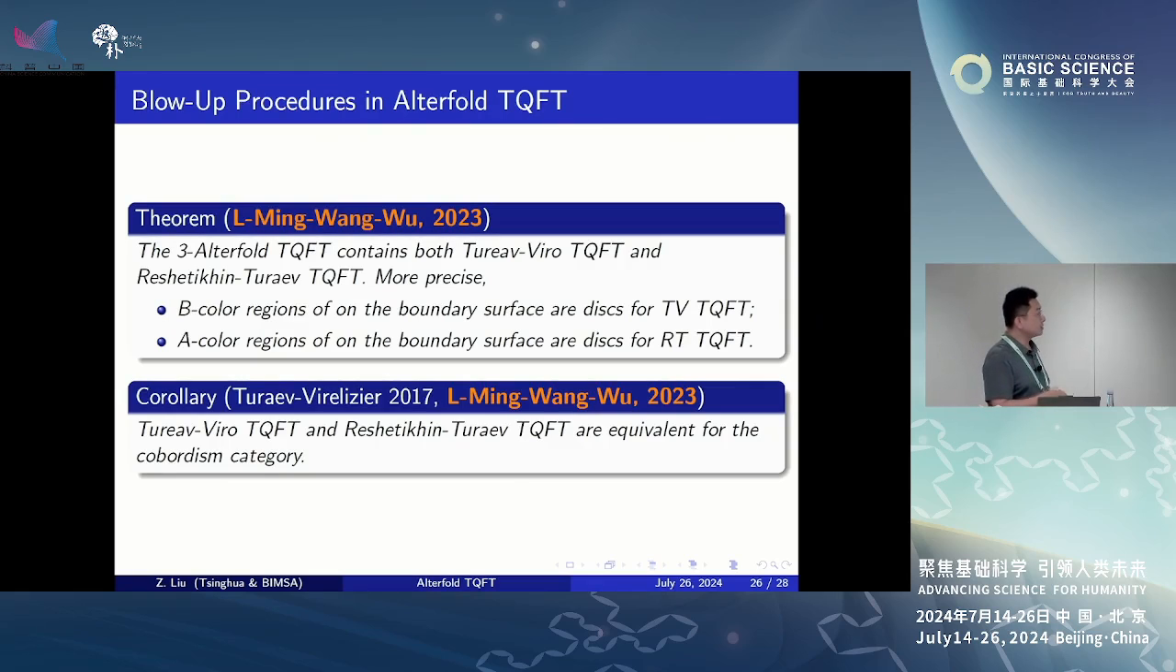Since the TQFT contains both, we can show the two TQFTs are just the same. Previously, it was proved by Turaev and Viro that they are equivalent. But now we can embed both into this bigger TQFT, and they're just the same on the cobordism category. So it's not just equivalent, but exactly the same in this TQFT.